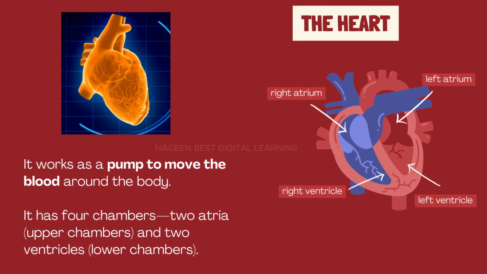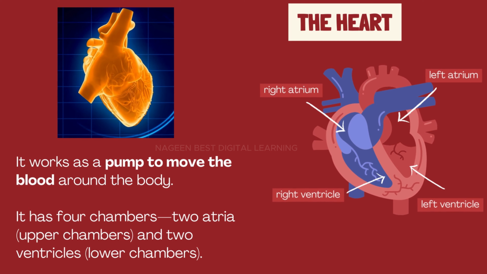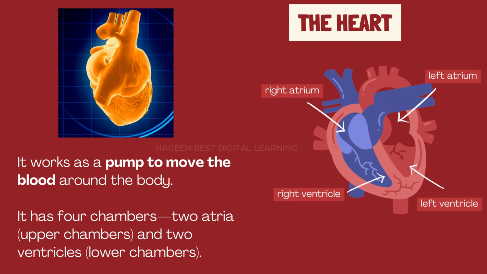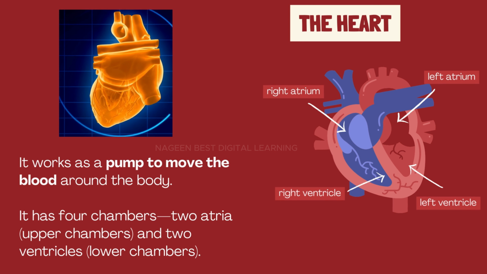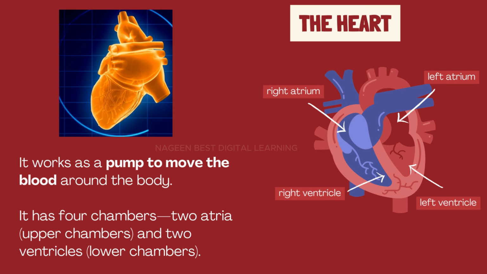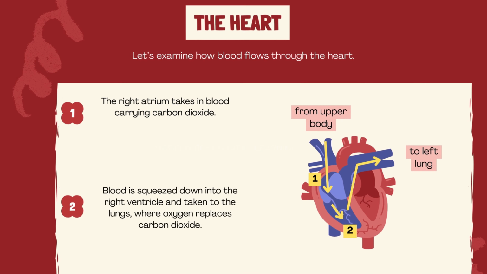The heart works as a pump to move the blood around the body. It has 4 chambers, 2 atria upper chambers and 2 ventricles lower chambers. Let's examine how blood flows through the heart.